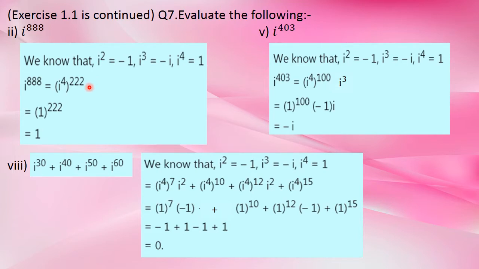Here 888 is a multiple of 4, so we write it as i raised to 4 raised to 222, and we know i raised to 4 is 1, so 1 raised to 222 is equal to 1.